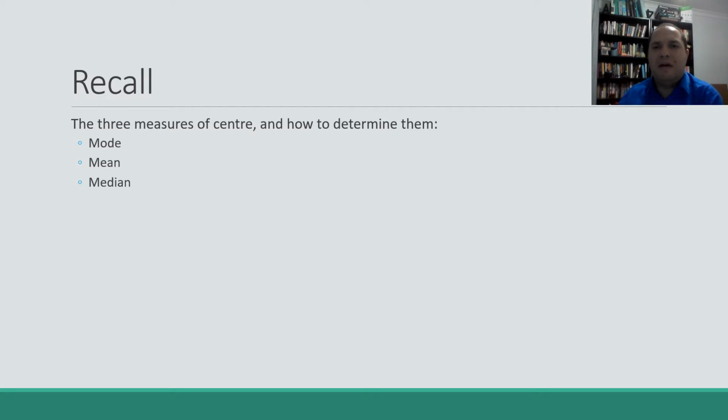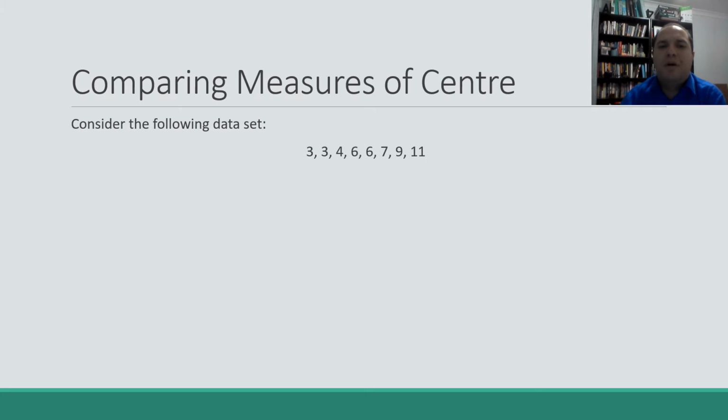The key thing is you'll have to recall the three measures of center and how to determine them. The mode, we won't get into that much, but it's still a good measure to know. The mean and the median. Now let's consider the following data set. I've just made it up, and calculate the mean and the median. For this data, it's got a mean of 7 and a median of 6. They're pretty close together, which is a good thing. Our center of the data is pretty consistent.